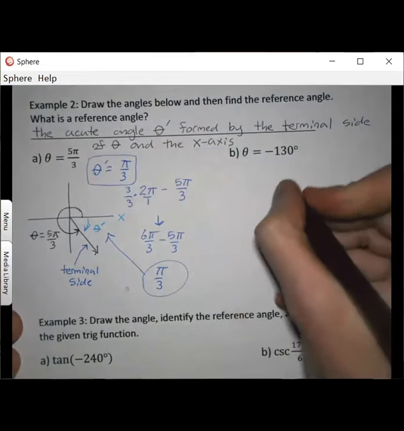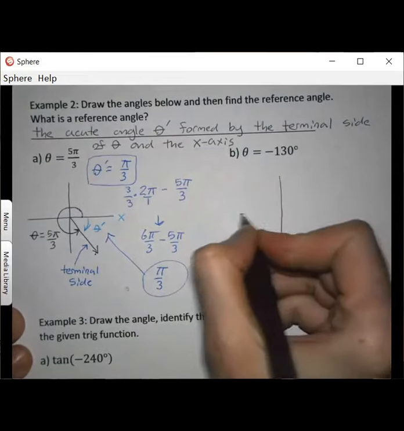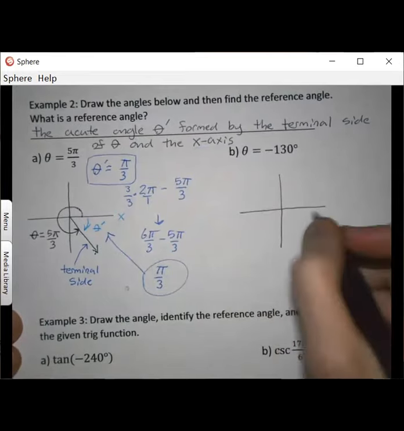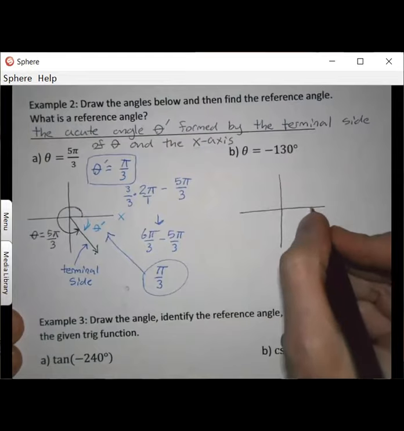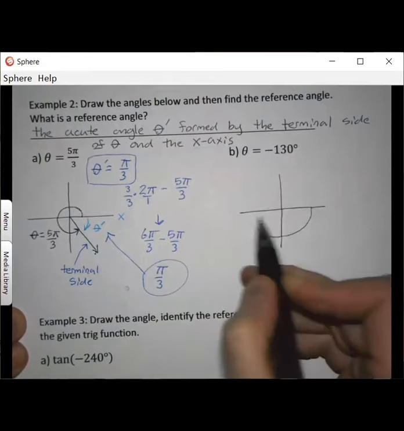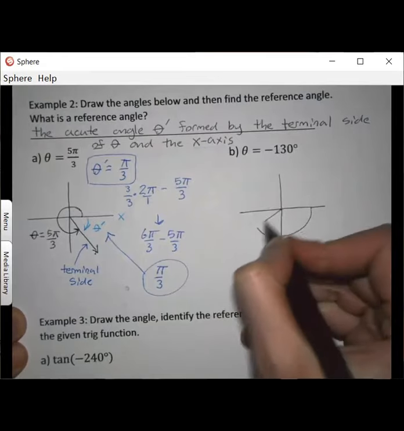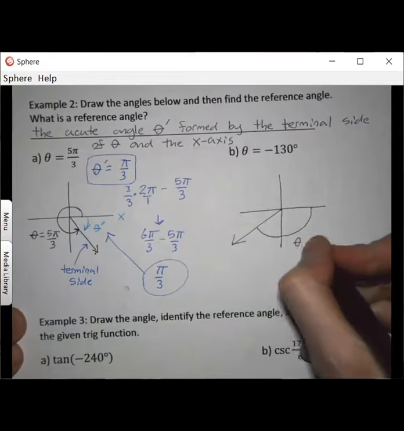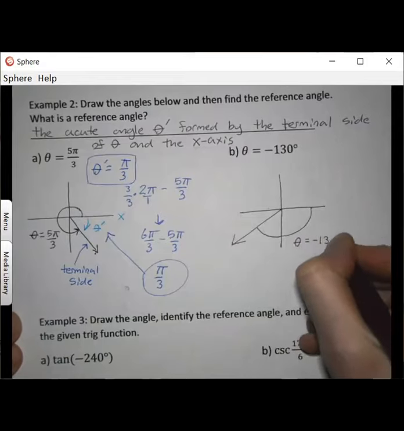Okay, so B, we do the same thing. So negative 130. If we start here, we're at 0. Up is positive, down is going to be negative, so we're going the opposite direction. So 0, 90, 130 is definitely less than 180, so we can say about right there. So that's my theta, my minus 130 degrees.